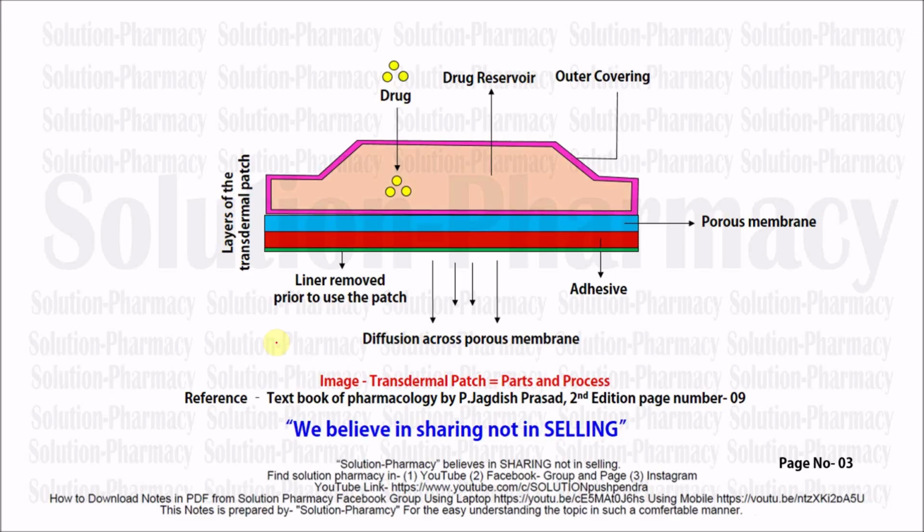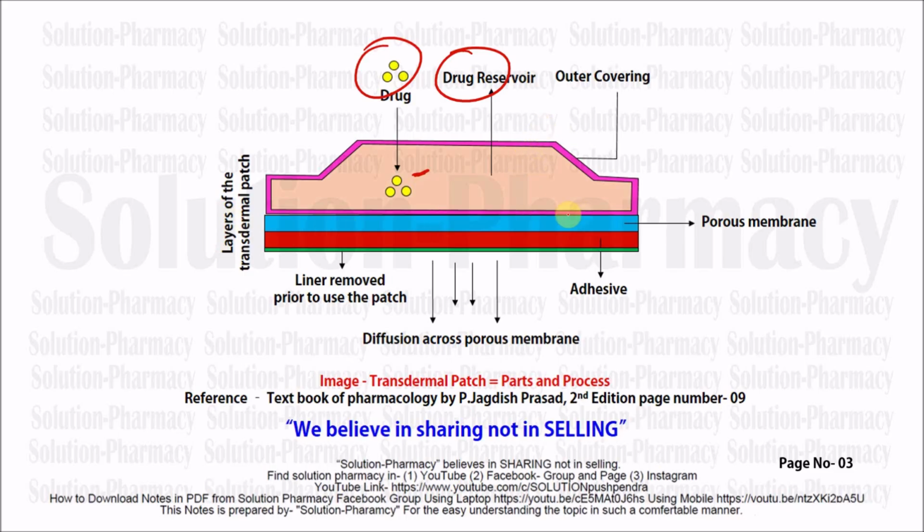This is the diagram of transdermal patches, and I can explain to you the different parts of that. So the first one is the drug reservoir, where the drug will be kept. The drug will be kept inside this reservoir so that it may release after applying these patches on the skin. The outermost layer will protect the release of this drug in this direction. This will not allow the drug to leach out.